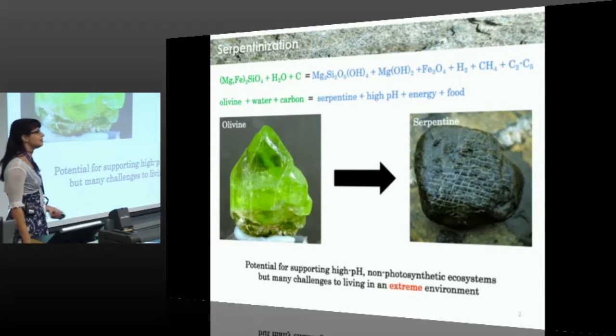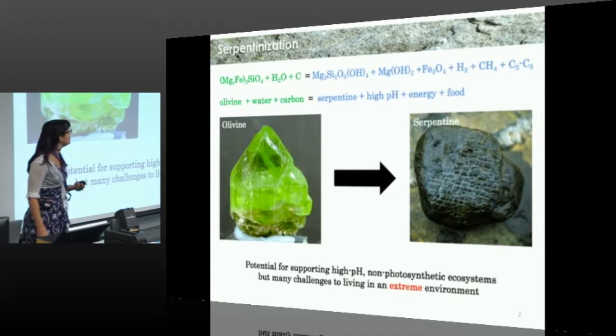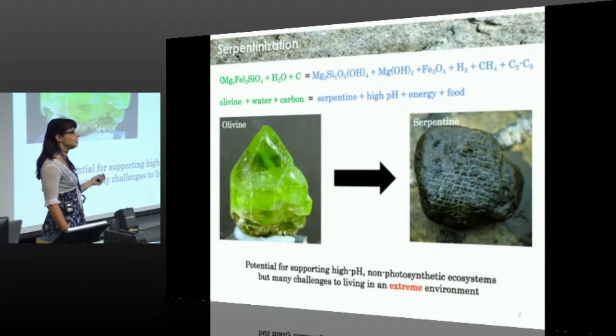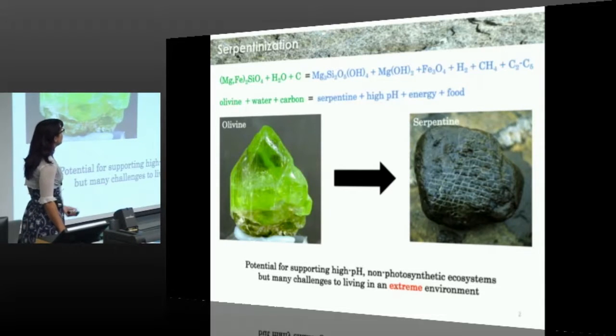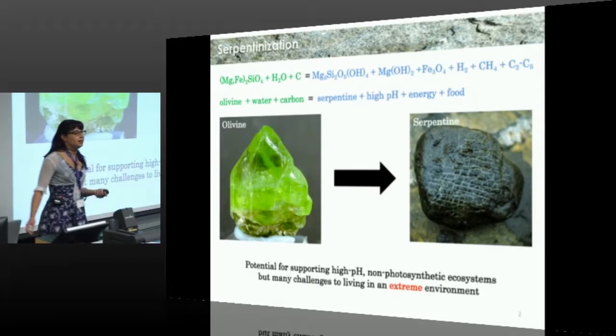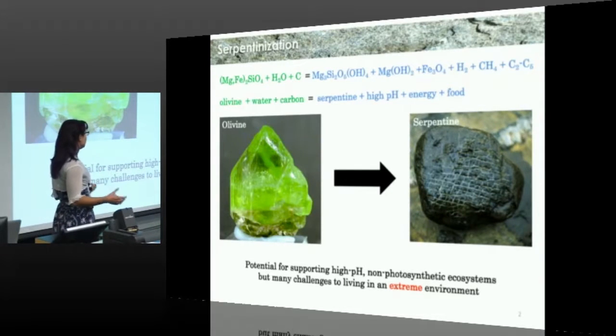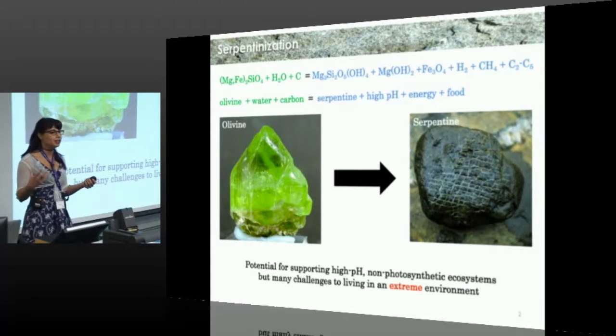Basically what that means is that the mineral olivine reacts with water and produces serpentine minerals as well as high amounts of hydrogen, so it creates a very high pH environment, energy in the form of methane, and also these small organics which can be food for microorganisms. So it creates this really incredible environment where it's very extreme.